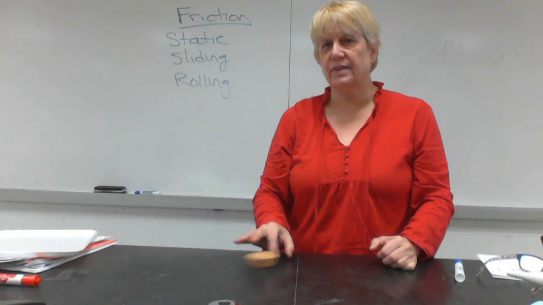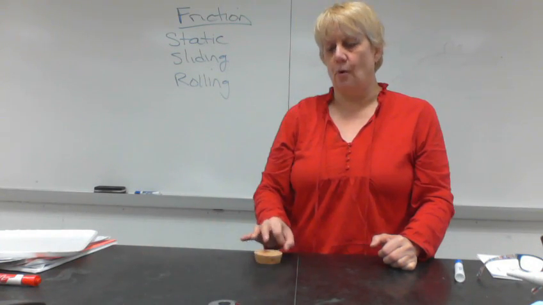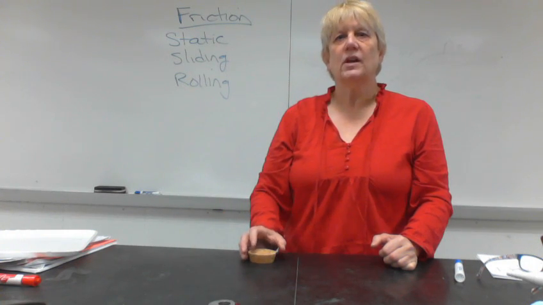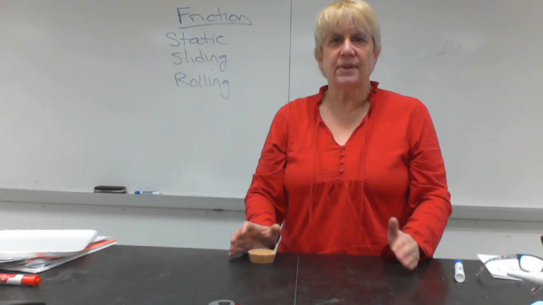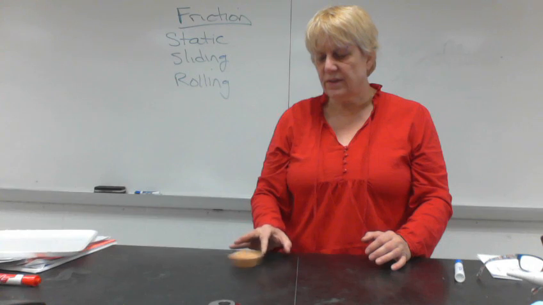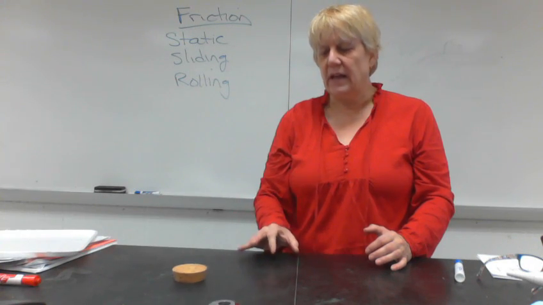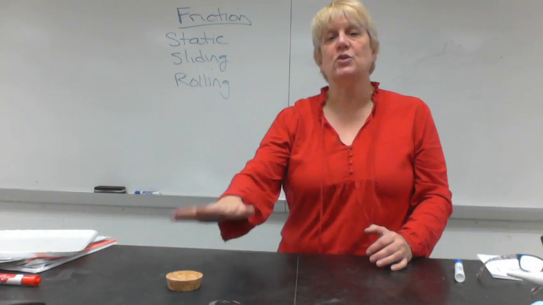It eventually will stop sliding because now we have the second form of friction, sliding friction. Sliding friction stops something that's already sliding. So once this starts sliding, the sliding friction between the table and the cork takes over and will eventually stop it sliding.